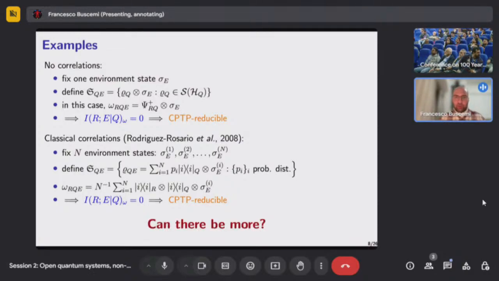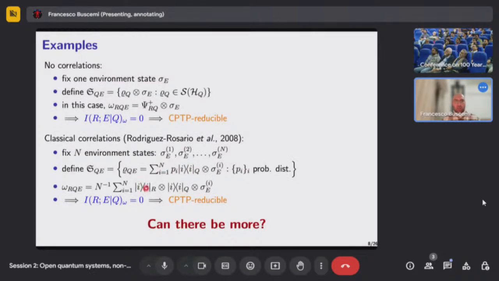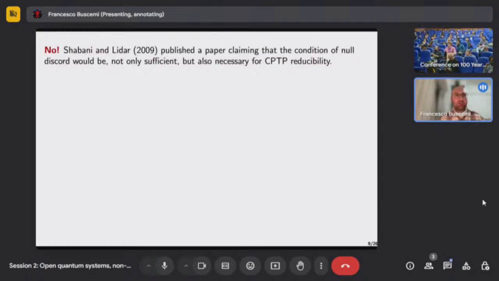Is there more to this? Shabani and Lidar in 2009, as I told you, claimed that no, there is nothing more besides this example. The reason for this is that they had a theorem saying that CPTP reducible correlations would be all and only those that have zero discord. And this indeed is a state with zero discord. There are only classical correlations between Q and E, and the system Q is classical in this sense. So according to the Shabani and Lidar paper, there could not be anything more to this counterexample.